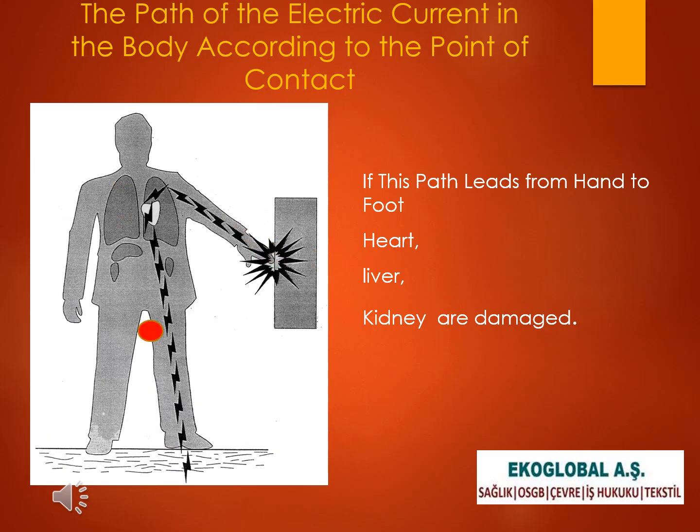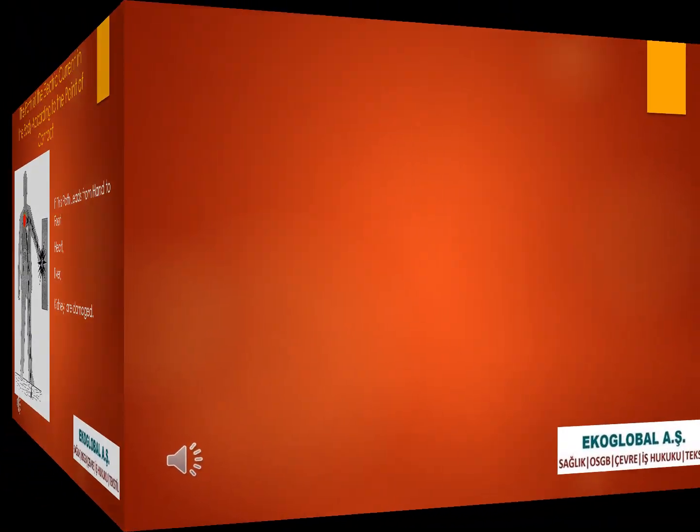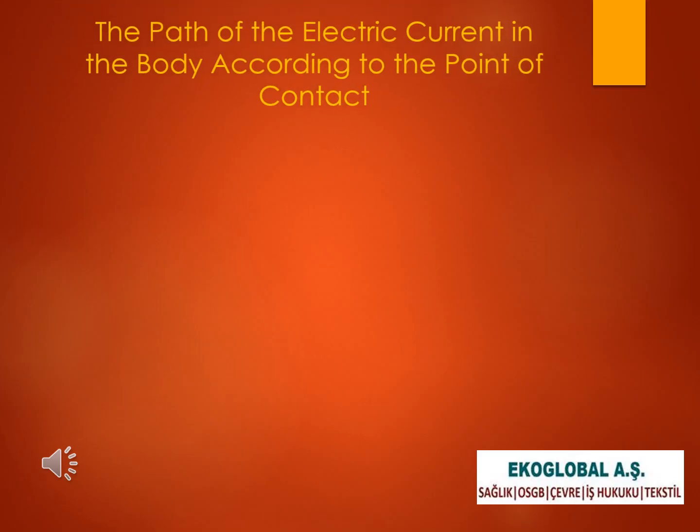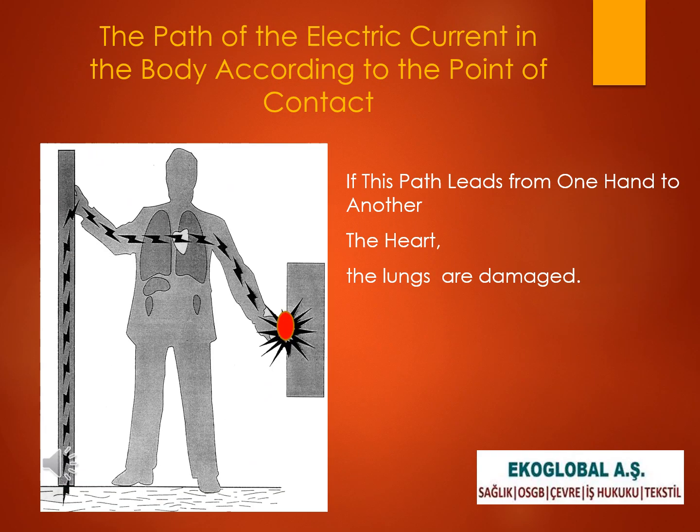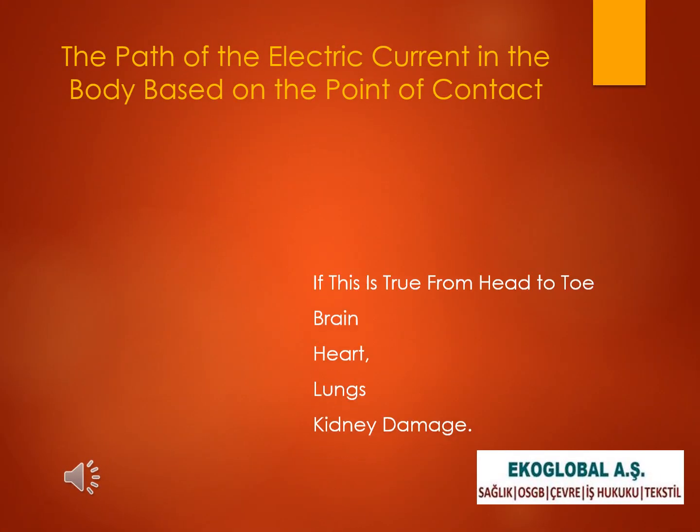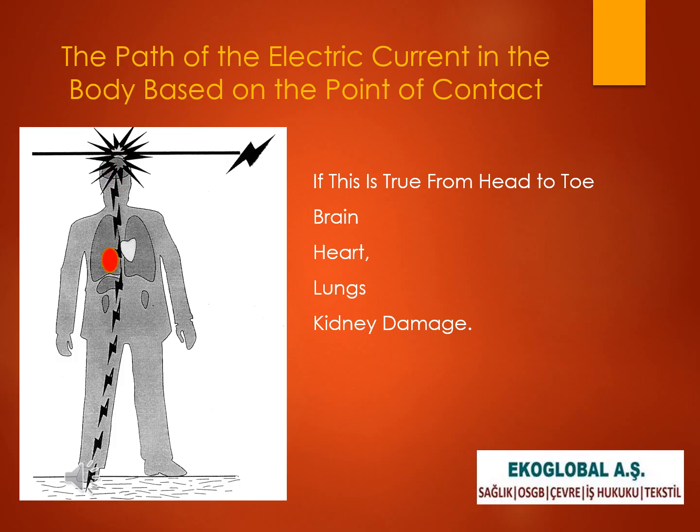If this path of electric current leads from hand to foot, heart, liver, and kidney are damaged. If this path leads from one hand to another, the heart and the lungs are damaged. If this path leads from head to toe, brain, heart, lungs, and kidney might have serious damage.